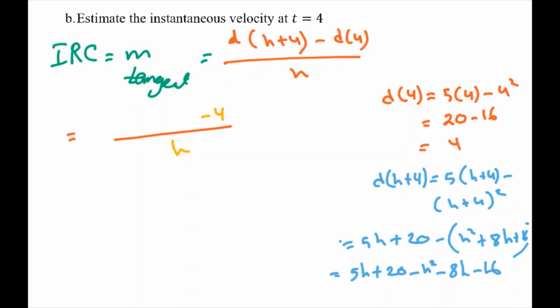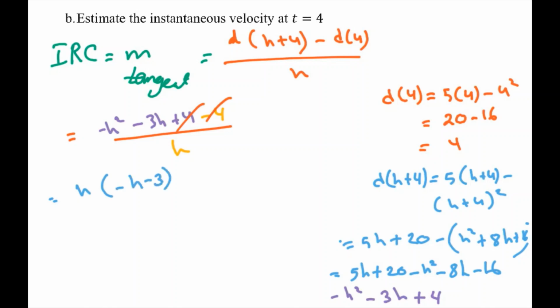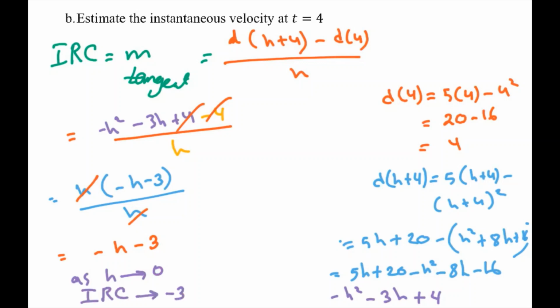Now, in simplest form, negative h squared minus 3h, and then plus 4. So you go here: negative h squared minus 3h plus 4. Again, these two would cross out each other, and we'll take h as a common factor. Negative h minus 3 over h. That's going to be negative h minus 3. So as h approaches 0, the instantaneous rate of change will approach what? Negative 3, because negative 0 minus 3 is negative 3. That's going to be my instantaneous rate of change.